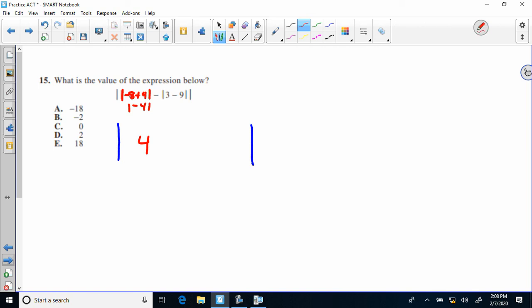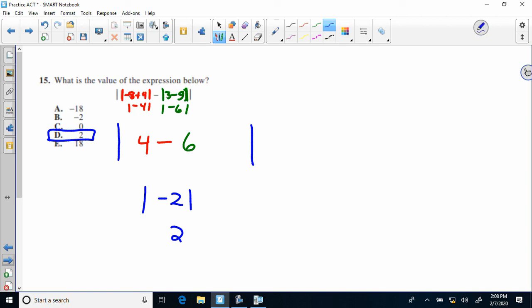Then we had this minus. And then if I did the absolute values in green, I had 3 minus 9. 3 minus 9 is -6. But the absolute value of -6 is +6. So this is what it looks like so far. And then you would have had 4 minus 6 is -2. And the absolute value of -2 is +2.